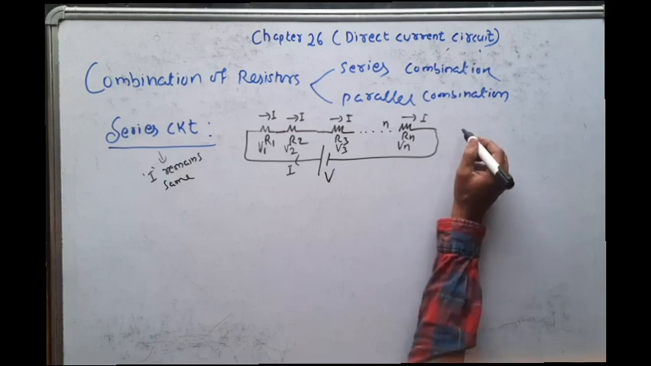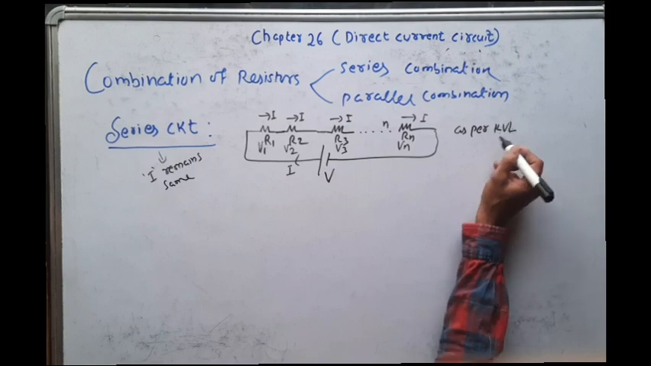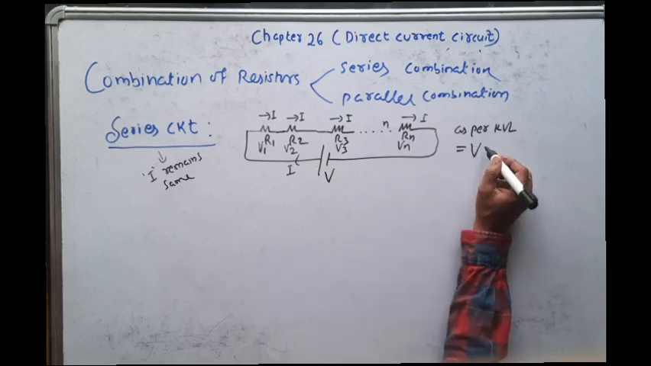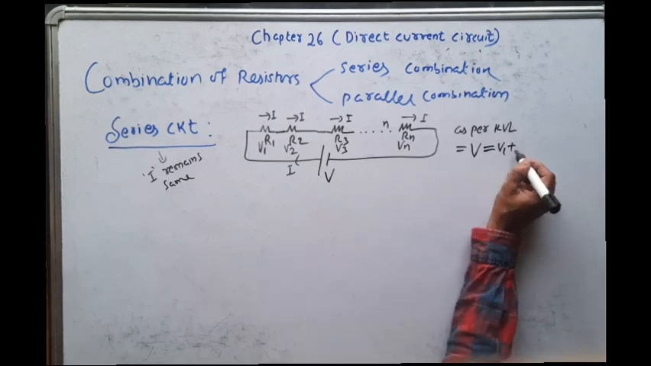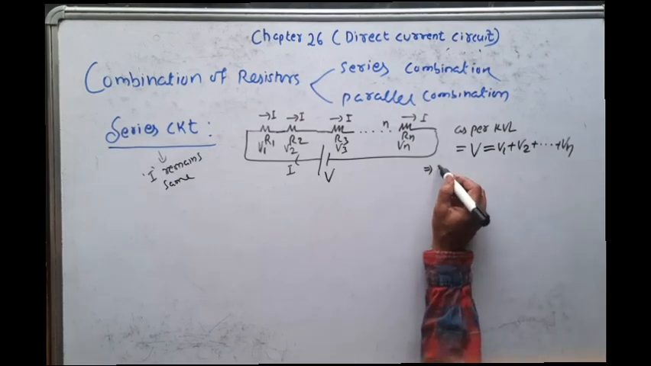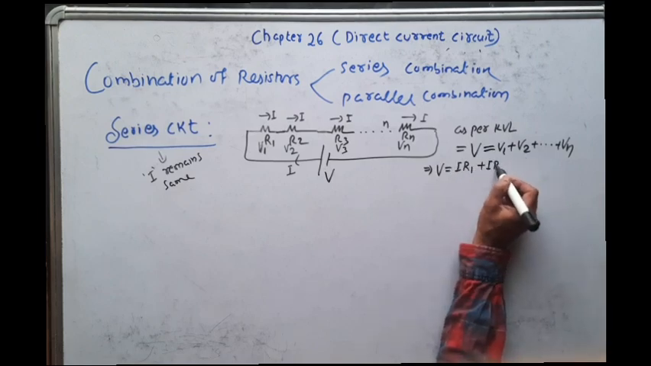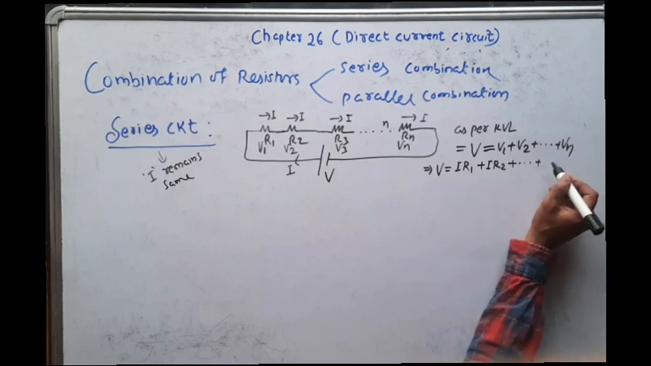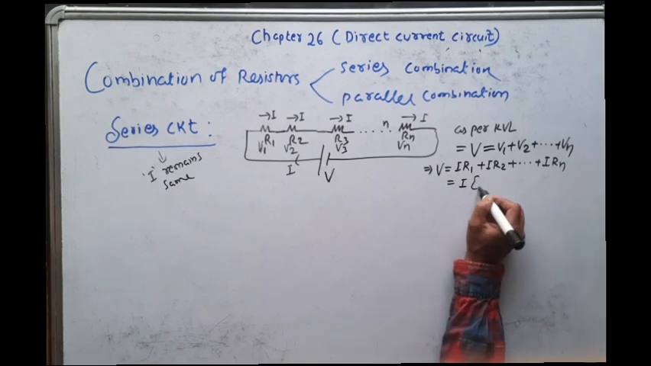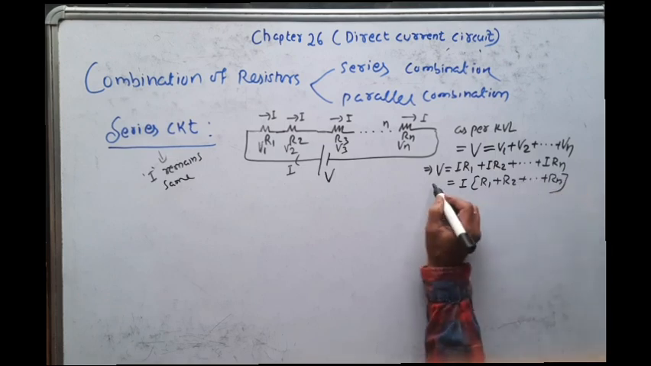And we have already read the KVL. As per KVL, Kirchhoff's voltage law, the total algebraic sum of EMF, there is only one source, that is V. This is the EMF, which is nothing but total voltage drop across all the resistors. So V is equal to, what is V1? It is I into R1. What is V2? It is I into R2. Similarly, what is voltage drop across nth resistor? That is I into Rn. So that is equal to, take common I, I times (R1 plus R2 plus Rn).